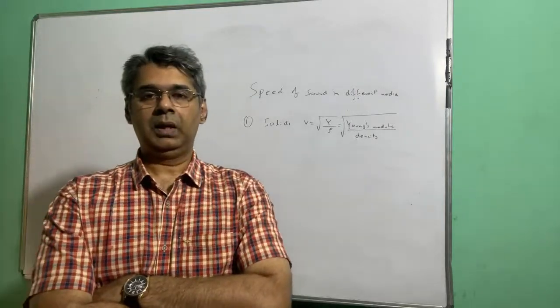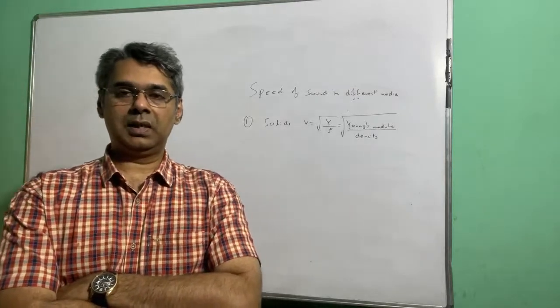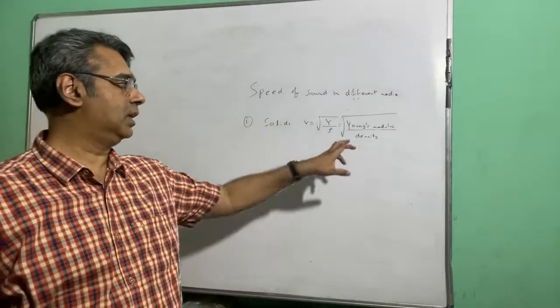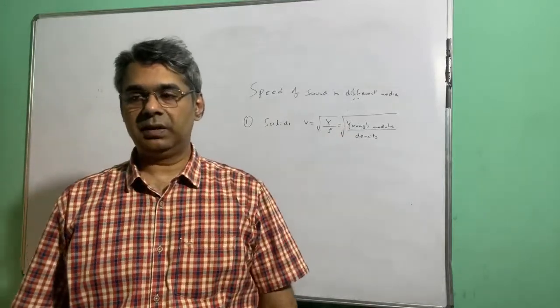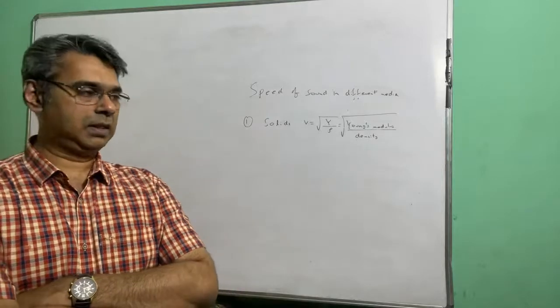So if you look at this formula, root over elasticity modulus by density, it seems that solids have highest of both. They have highest elasticity and highest density. So then how does the comparison happen between solids, liquids and gas?